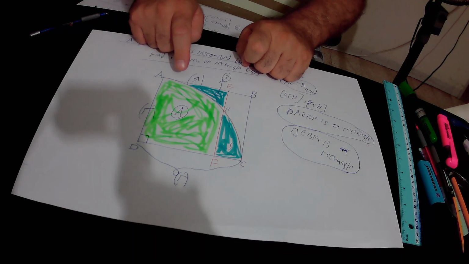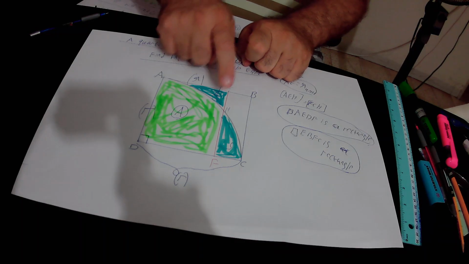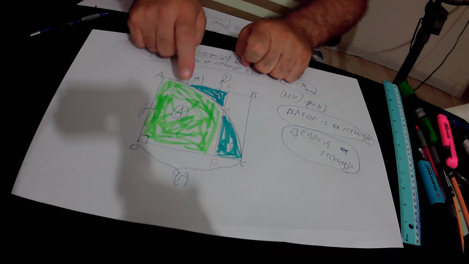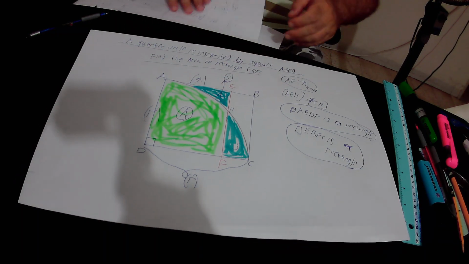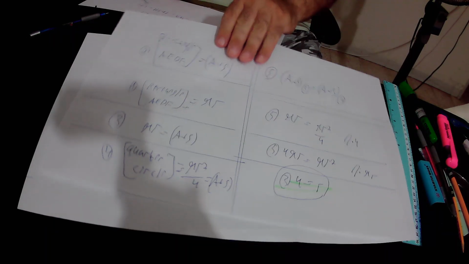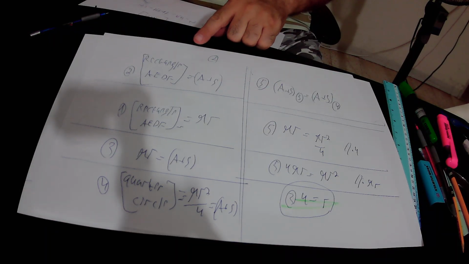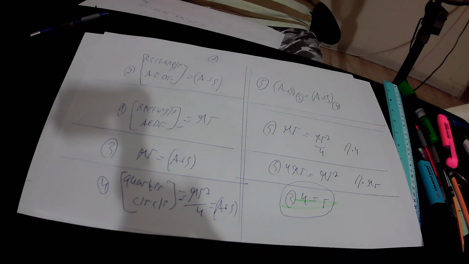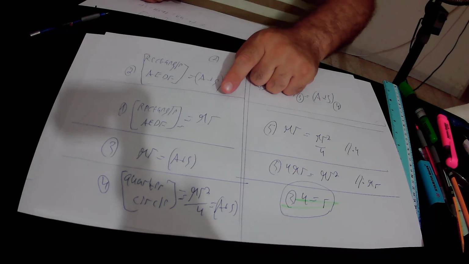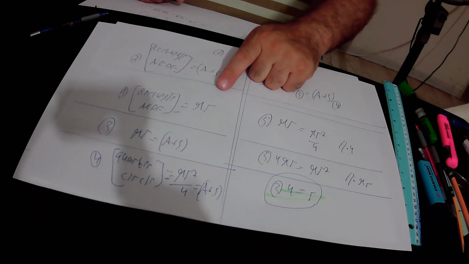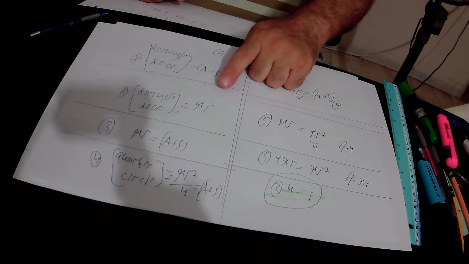So in total, the area of rectangle AEFD must be equal to A plus S square units. So from the other side, the area of rectangle AEFD must be equal to A plus S square units according to equation 2, while according to equation 1 we found that the area of the same rectangle AEFD is equal to pi R square units.